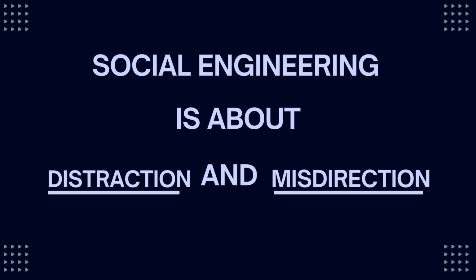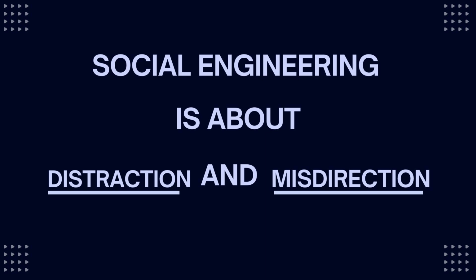But what is social engineering really? Social engineering is a manipulation technique that exploits human psychology to gain access to confidential information or secure systems. Unlike traditional hacking methods that rely on technical vulnerabilities, social engineering targets the human element. This approach can take many forms such as phishing, pretexting, baiting, and some other forms.